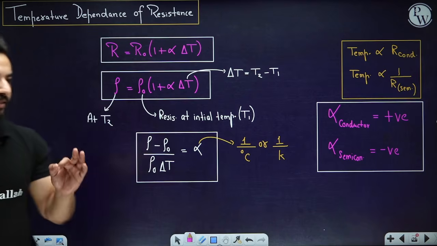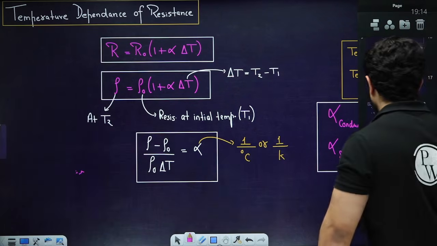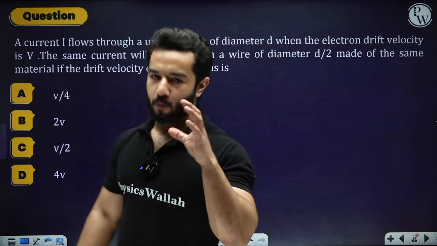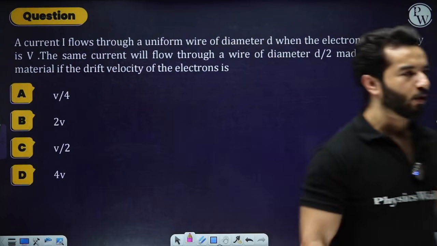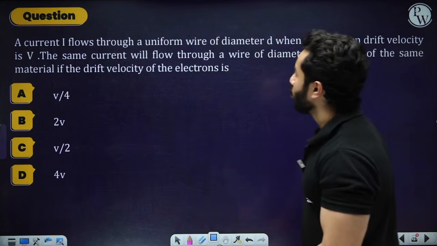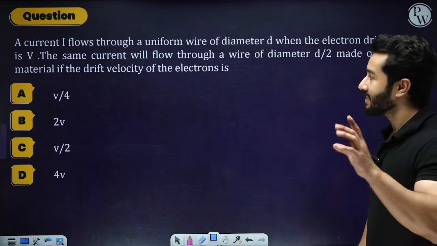Done. Hopefully everything is clear till this point. Now let's move on and have a look at some questions. I think it's a good time to pause this video, take a look, solve it by yourself and then unpause it. The question says a current I flows through a uniform wire of diameter d when the electron drift velocity is v. The same current will flow.